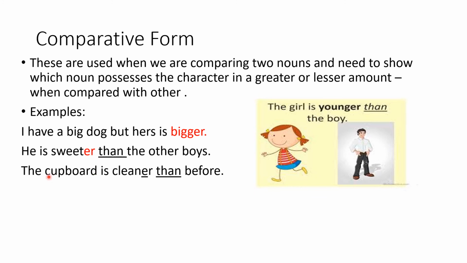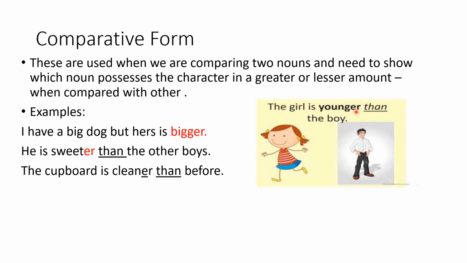In the third example, the cupboard is cleaner than before. Again we are comparing how it was before and how it is now. Now it is cleaner. So we are comparing. That's why we are using the comparative degree and using er. Sweet plus er, sweeter. Clean plus er, cleaner. Big plus er, bigger.